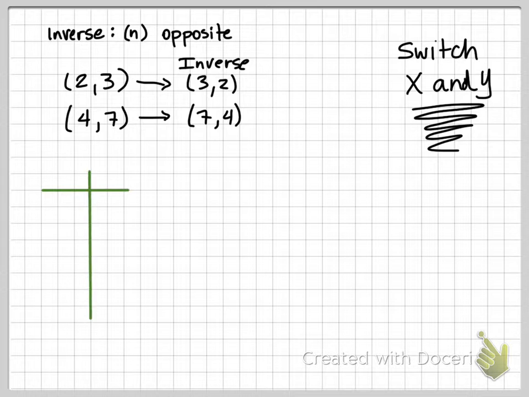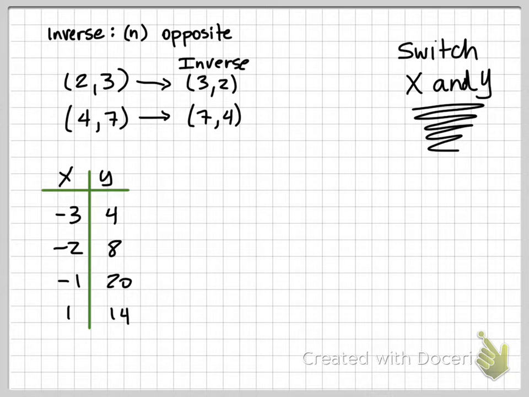So, let's say you had a t-chart. Yay, t-charts. Okay, so we have x's right here and our y's right here, and let's say you have (-3, 4), (-2, 8), (-1, 20), and then (1, 14). Just pretend. Okay, that's our original function. So this is our original.